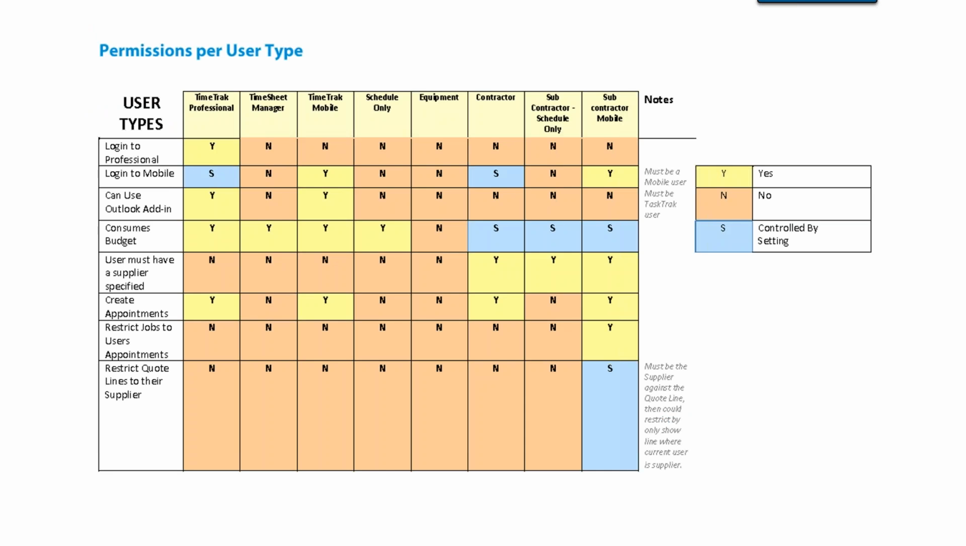And these are the kind of permissions that we have per user. So a TimeTrak professional user can log in. They have a setting as to whether or not they can log into mobile. They can use the Outlook add-in. They can consume budgets, since we are quoting jobs. They don't have a supplier against them. So for example, our contractors, subcontractors, schedule only and subcontractor mobile, they are set up against a supplier.